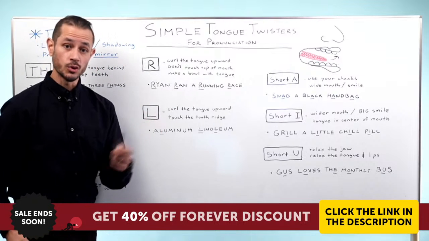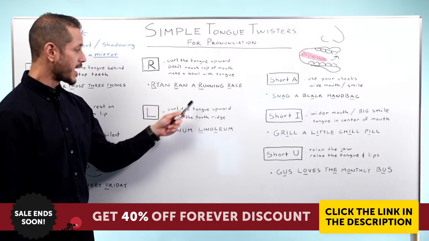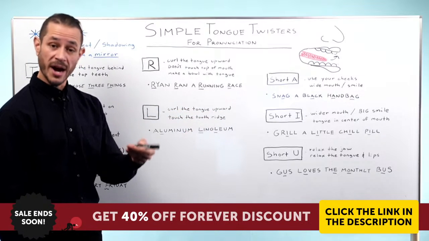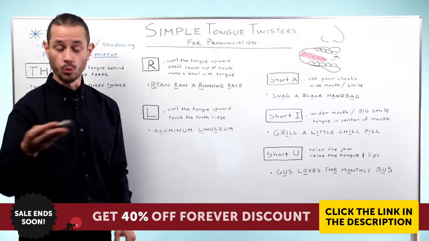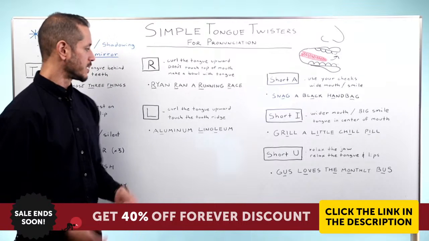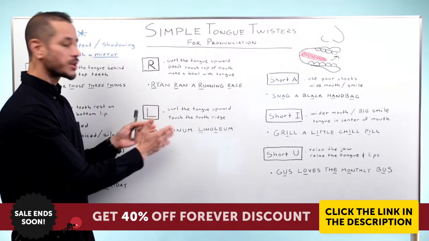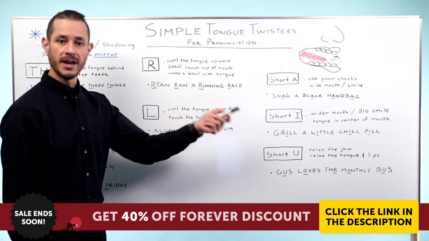So our tongue twister for the letter R is Ryan ran a running race. Lots of R's. Ryan ran a running race. Do you regularly run races? Can you try it? Ryan ran a running race. You can even make it shorter. Ryan ran a race. I run a race.